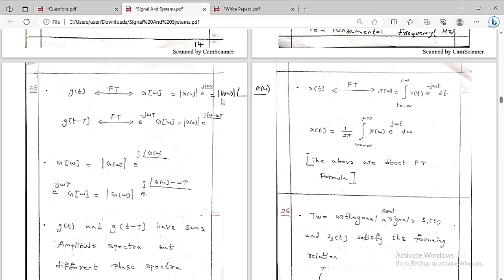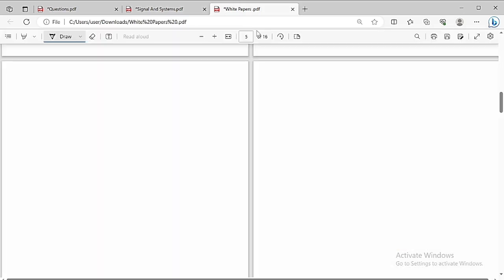For g of t minus capital T, what is the Fourier transform? I already told you an important formula. You have to always keep it in your mind.